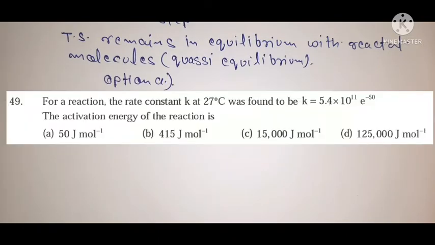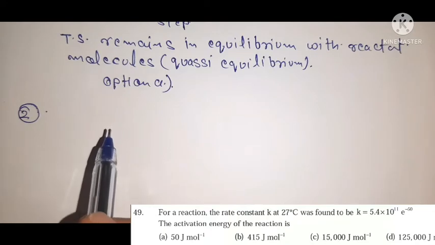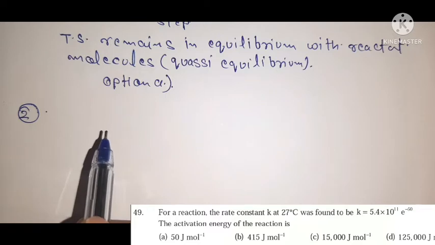And see, it says: for a reaction, the rate constant at 27 degrees centigrade was found to be 5.4 into 10 to the power 11 e to the power minus 50. The activation energy of the reaction is... and we have 4 options, and this question is for 2 marks. Okay, let's do the solution of this question. In this question, you must find the activation energy of that reaction, and we have the value of the rate constant and the temperature in degrees centigrade.